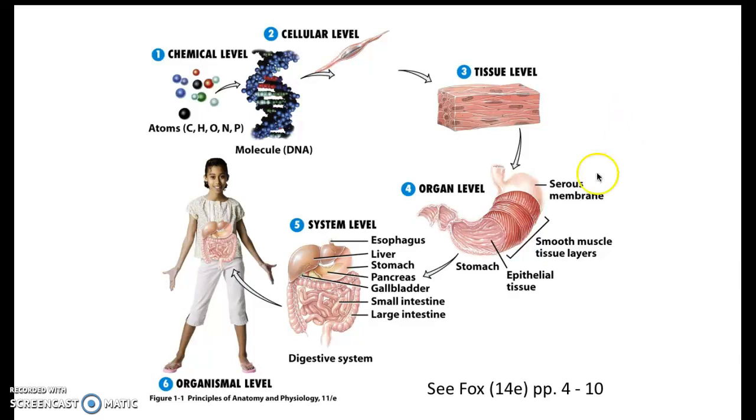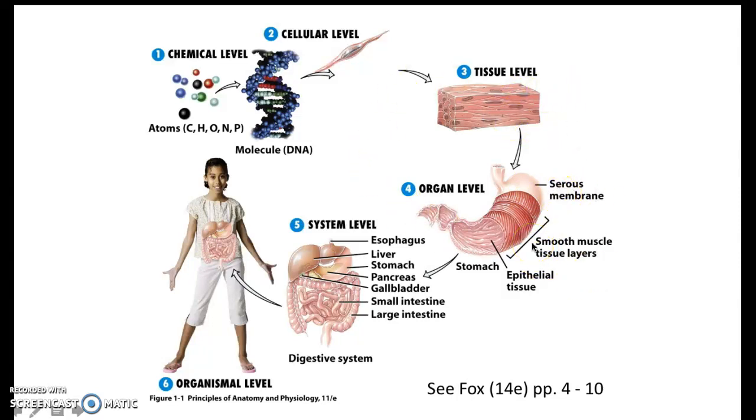We have different tissues that go together to form an organ. In this example, we're looking at the stomach, and the stomach is composed of epithelial tissue here that lines the lumen of the stomach. We have smooth muscle here in the wall of the organ. We have a serous membrane, which is a combination of connective tissue and epithelial tissue as well out here. All of these different tissues together form the organ.